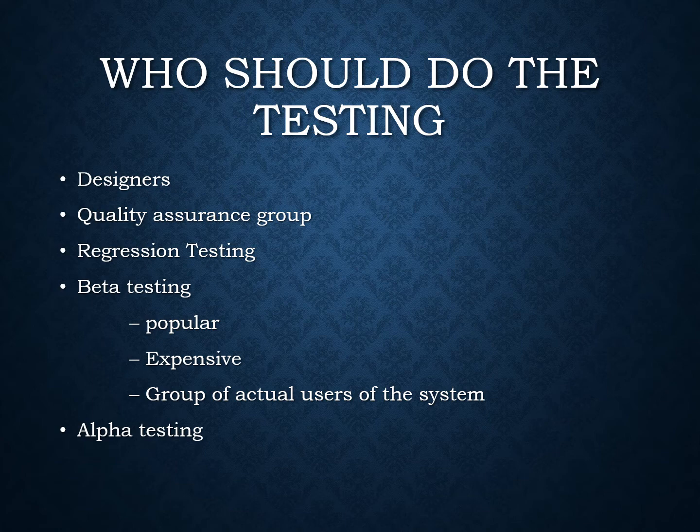Next one is beta testing. Most software companies use this testing. It is a popular, inexpensive and effective way to test software on a selected group of actual users of the system. Next one is alpha testing. Alpha testing is a contrast of beta testing. Alpha testing is done by in-house testers such as programmers, software engineers and internal users.